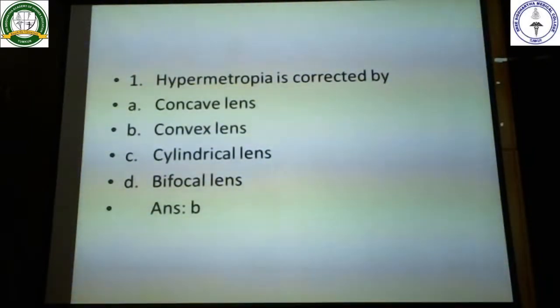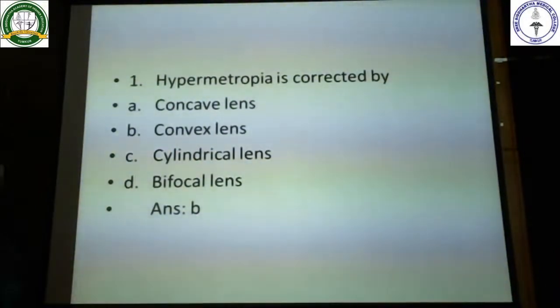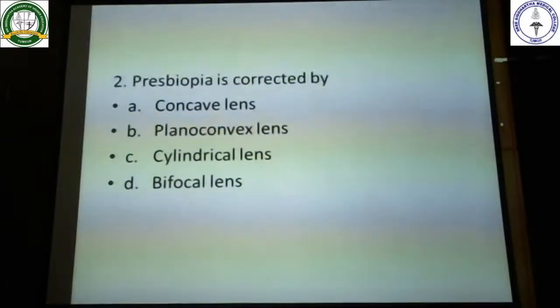So hypermetropia is also called long-sightedness, that means far-sightedness. He can see distant objects and images, but he can't see nearby objects, and it is corrected by convex lens. Hypermetropia is a short note.